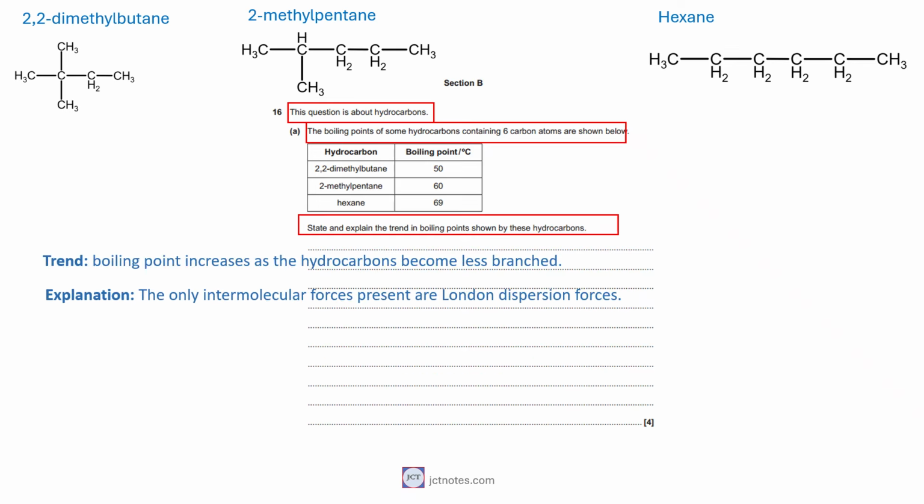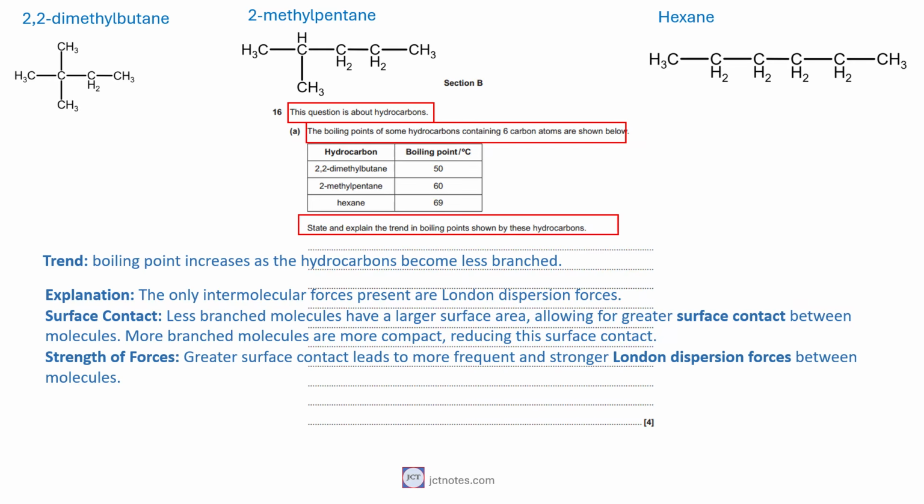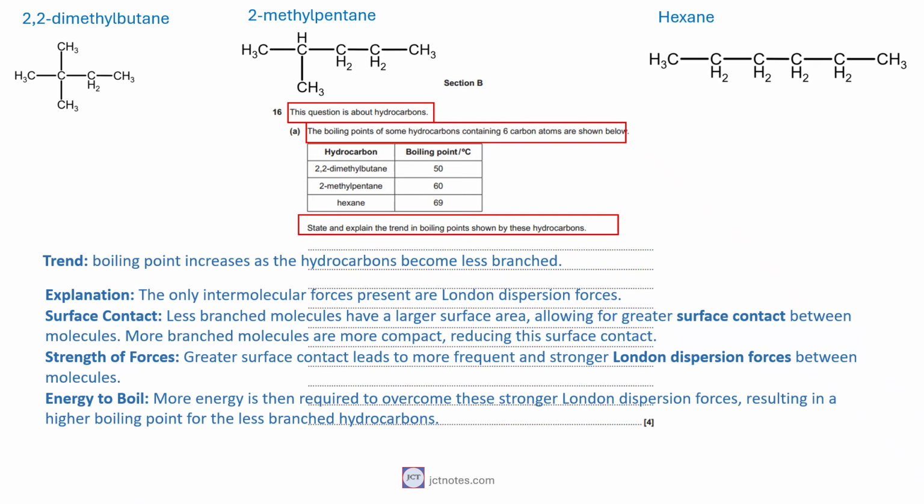Explanation. All 3 hydrocarbons are isomers with the same number of electrons. The only intermolecular forces present are London dispersion forces. Less branched molecules have a larger surface area, allowing for greater surface contact between molecules. More branched molecules are more compact, reducing this surface contact. Greater surface contact leads to more frequent and stronger London dispersion forces between molecules. More energy is then required to overcome these stronger London dispersion forces, resulting in a higher boiling point for the less branched hydrocarbons.